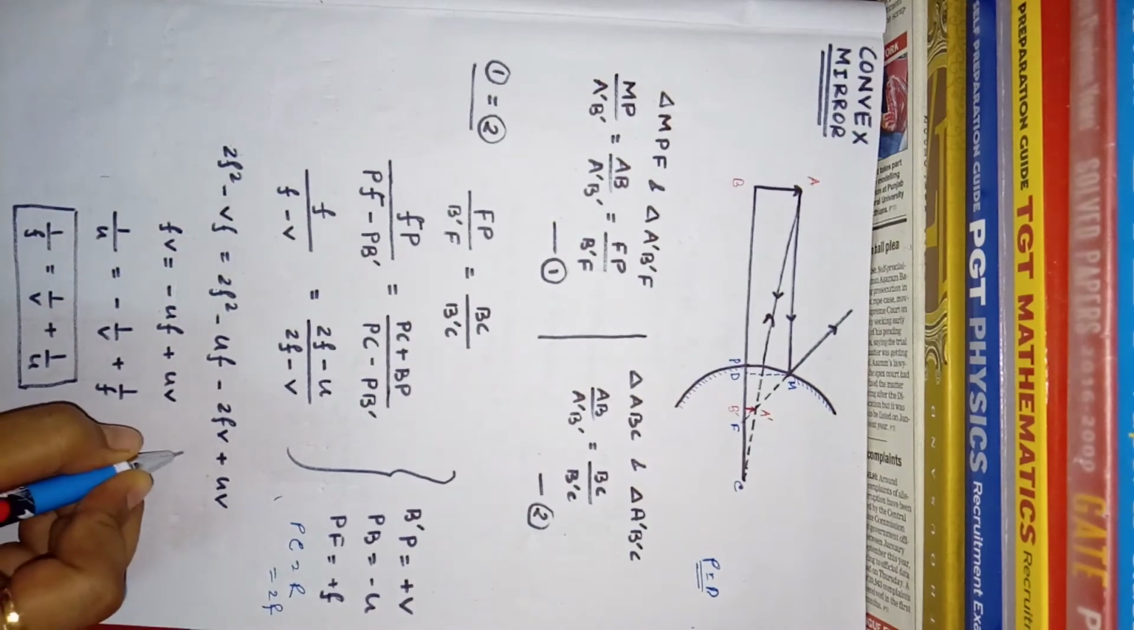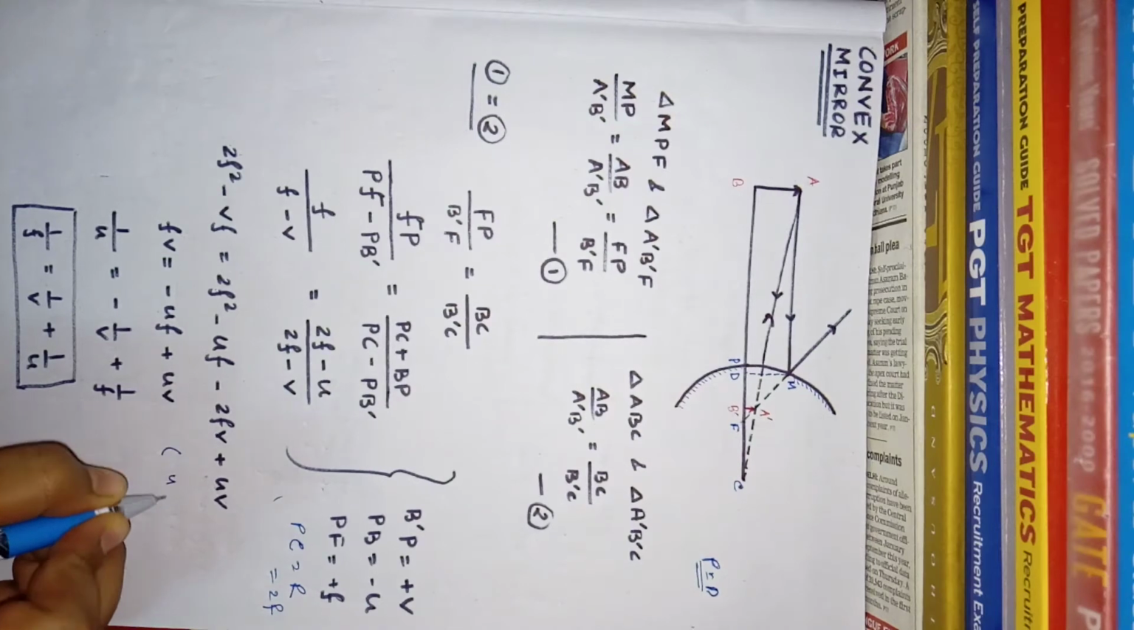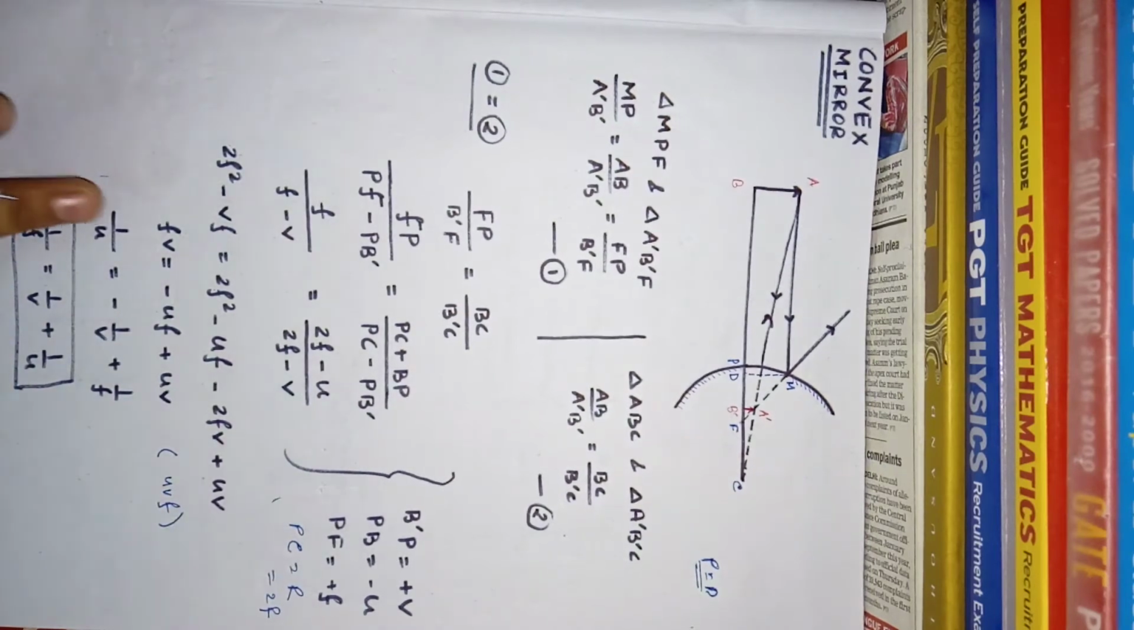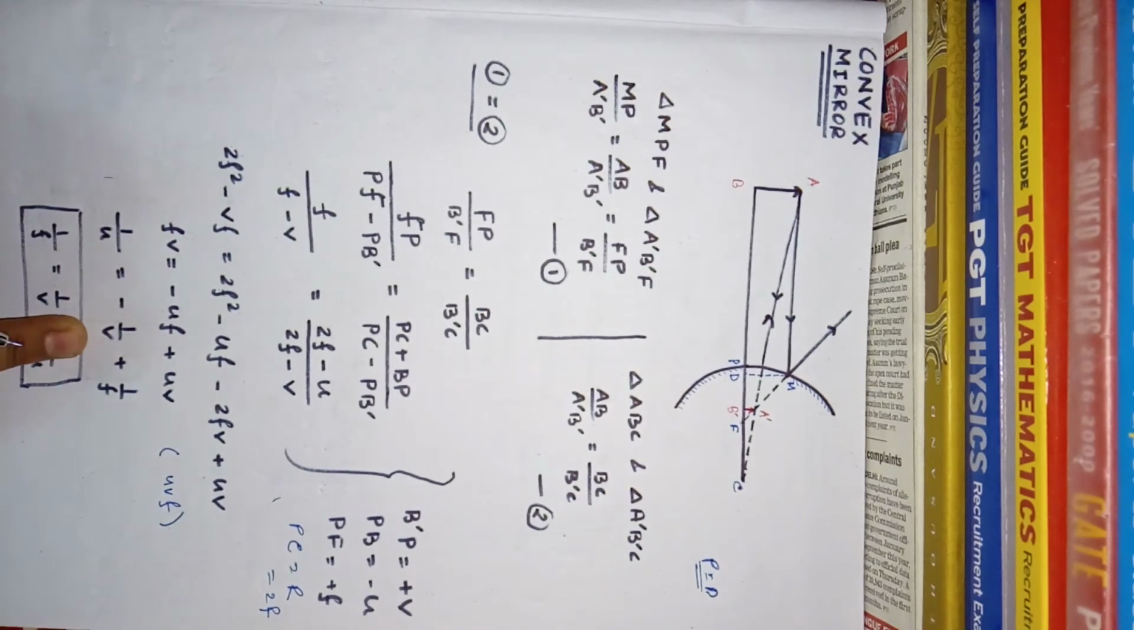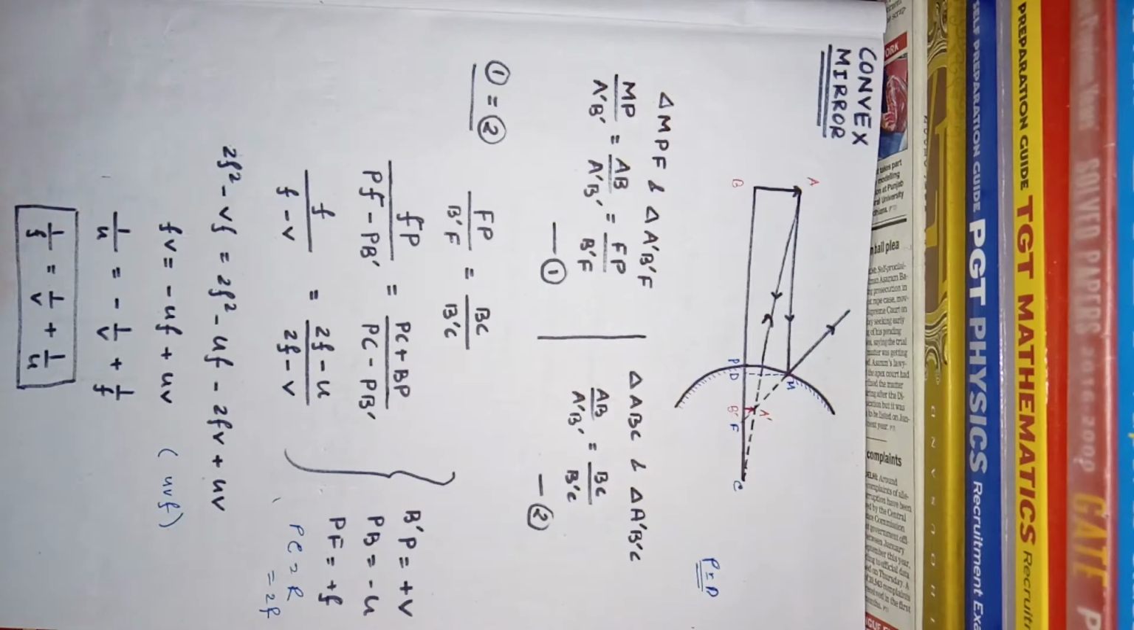After that, you have to divide this equation by UVF, and you will get 1 by U minus 1 by V plus 1 by F. After that, if you arrange this, you will get 1 by F equals 1 by V plus 1 by U. Okay, I hope this is clear.